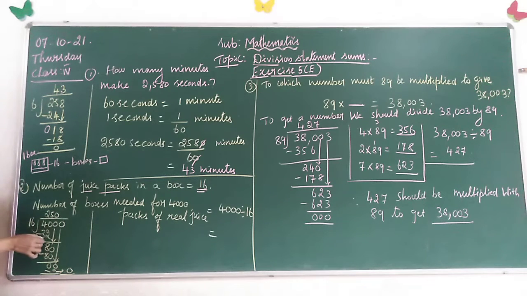2 16s are 32 minus 8. Bring down 0. 5 16s are 80. So 0. Again, one more 0 is there. Bring down 0 and add 0 here. Very important, students. See, 0 is there. You have to bring down and add 0. 0 into 16 is 0. That is the step you have to do. Otherwise, the answer you will get wrong.